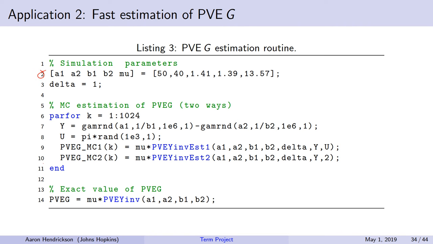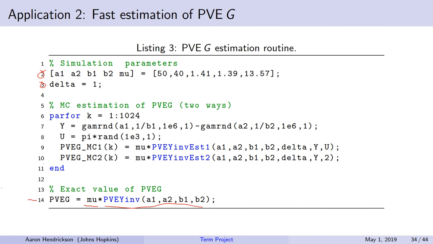Anyways, here are the parameters that were used in the delta value as before. And as I said before, we have the exact value for the principal expectation of G computed at the bottom. You'll notice that it's made up of the two components that I discussed earlier in the talk. We have mu, which is the expected value of X, and then we have the exact value of the principal valued expectation of Y inverse. So that's the exact value.